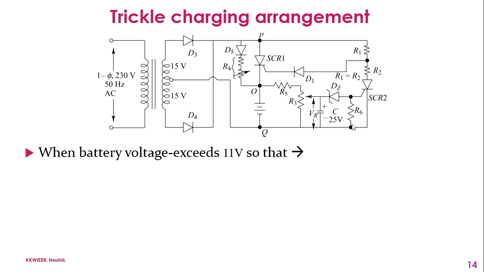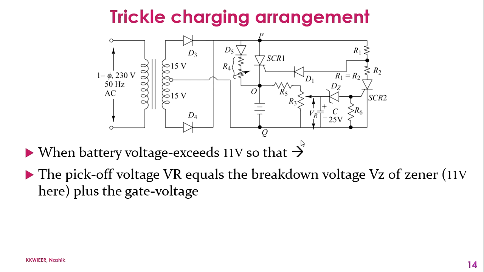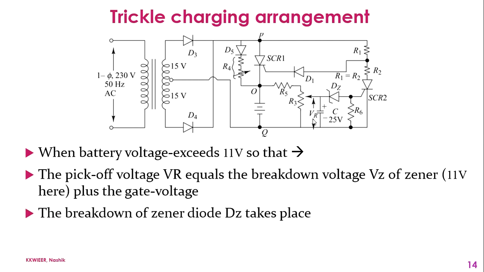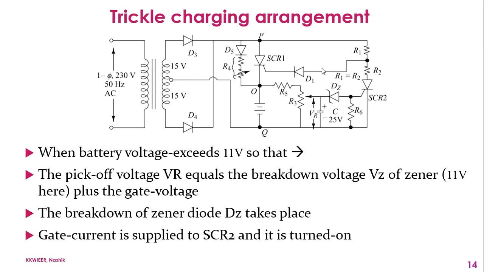So when the battery voltage exceeds 11 volts, the peak of voltage VR equals the breakdown voltage, that is the Zener diode voltage DZ, or the voltage can be noted as Vz, which is across the Zener diode, 11 volts in this case, plus the gate voltage. So the breakdown of Zener diode DZ will take place. The gate current is supplied to SCR2 and then it is turned on.